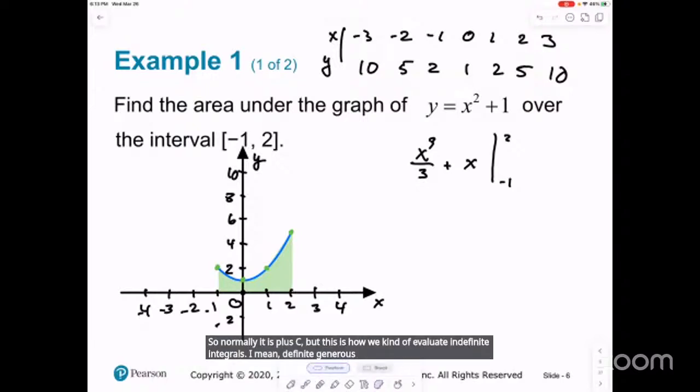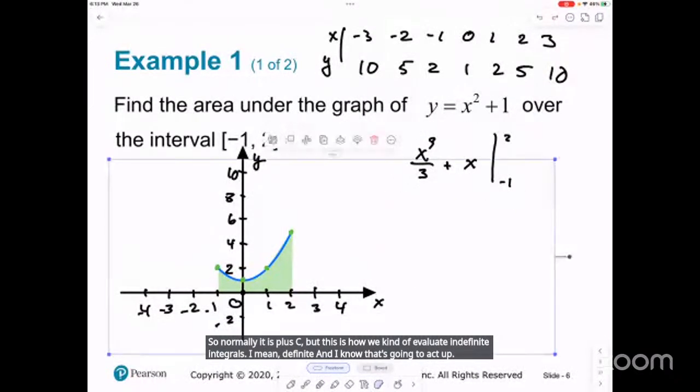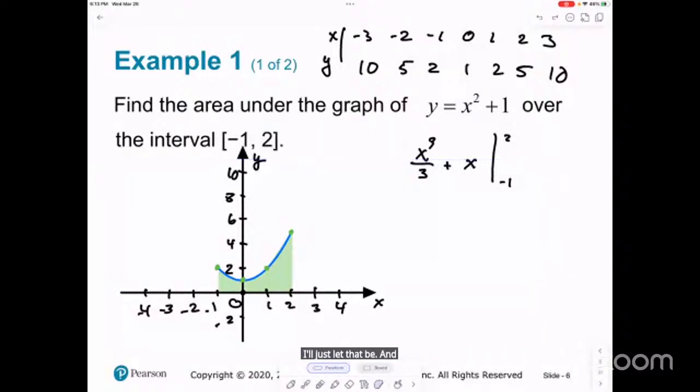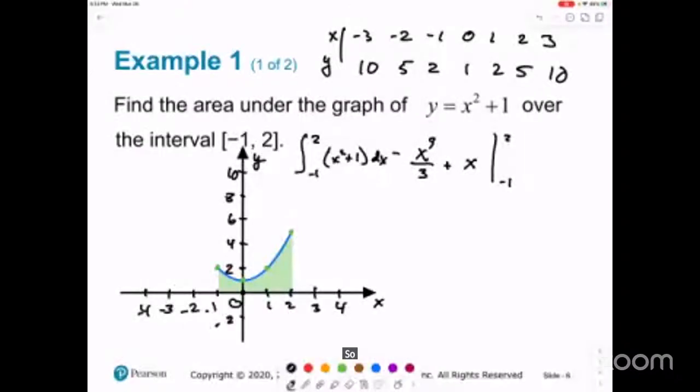And undo. Okay, I know that's going to act up, I'll just let that be. And so what we're evaluating is the integral as x goes from -1 to 2 of x squared plus 1 dx, right? So our integral of x squared is x cubed over 3. Integral of 1 is x.